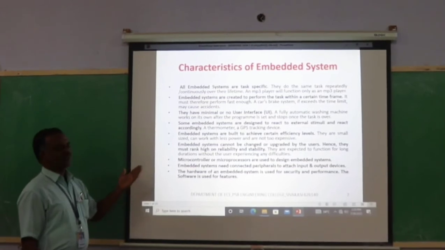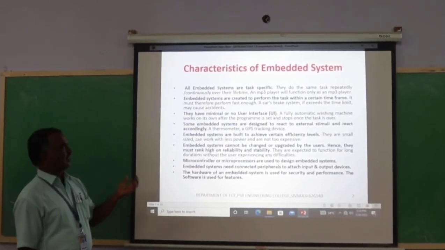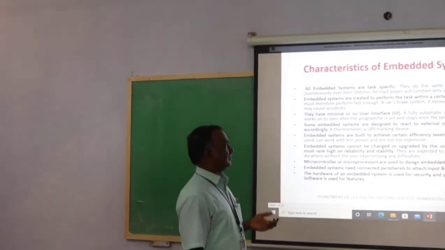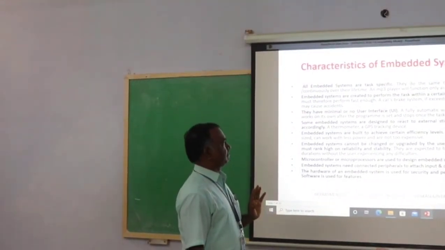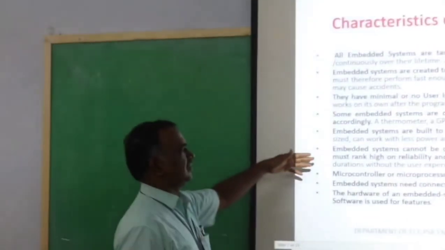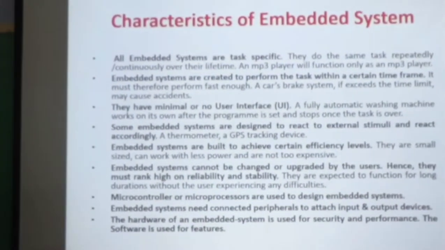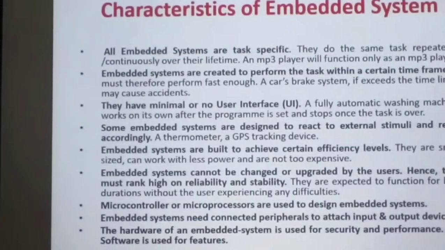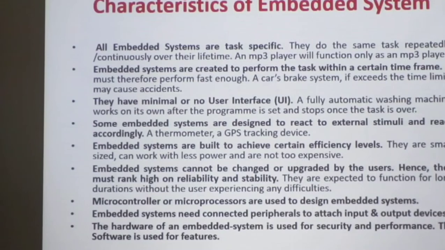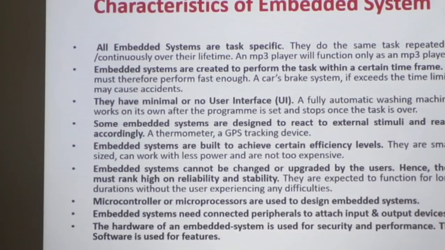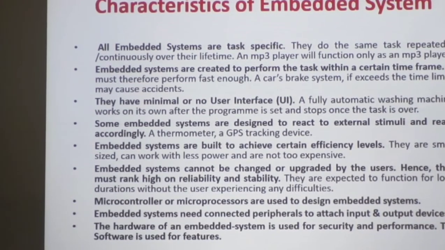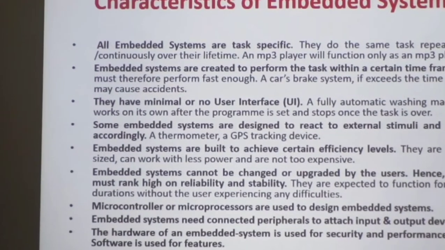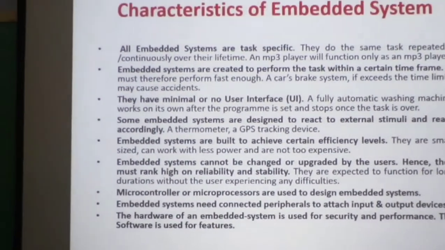Then the third one, it should contain minimum or a small number of user interfaces, that is no user interface. Then the efficiency level should be very high, the size of the system should be very small, it should work with less power, and the system cost should be very less, or it should not be too expensive. Then the systems cannot be changed or upgraded by the user. So it should be high on reliability and high on stability.